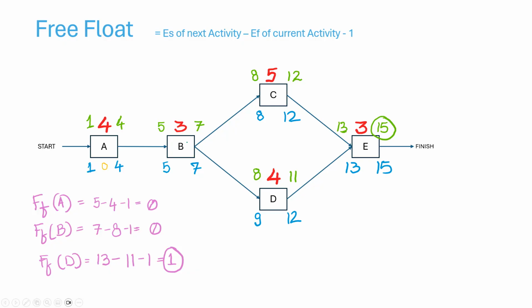And for B, it will be the early start of next activity is 8, minus early finish of current activity, that is 7. 8 minus 7, sorry, I have written 7 minus 8 here. 8 minus 7 minus 1 is 0. Now for D, we get early start of next activity is 13 minus 11 minus 1, that is 2 minus 1 is 1. Task D has a free float of 1.